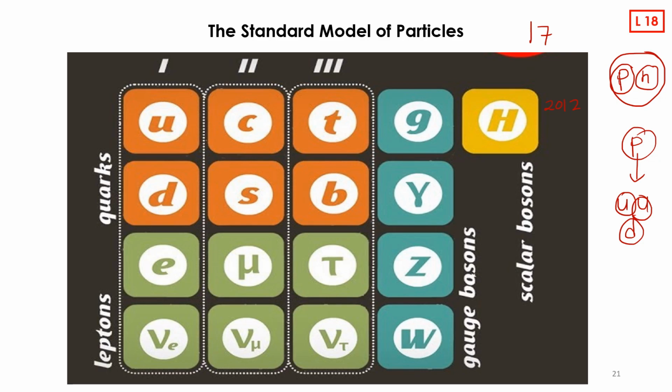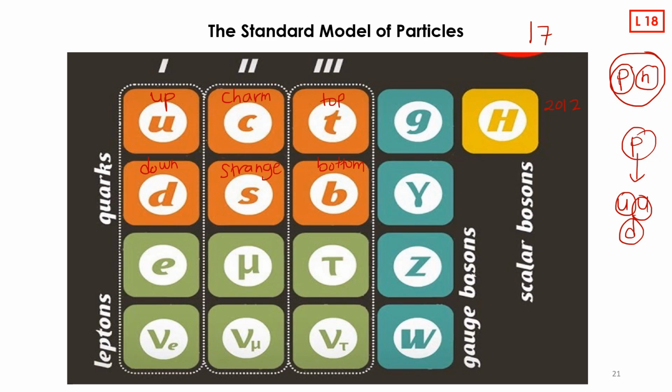And for quarks, we have 6 flavors: up, down, charm, strange, top, and bottom. They come in a wide range of masses. In the first column, the first generation being the lightest ones, the second column heavier, and the third one being the heaviest.